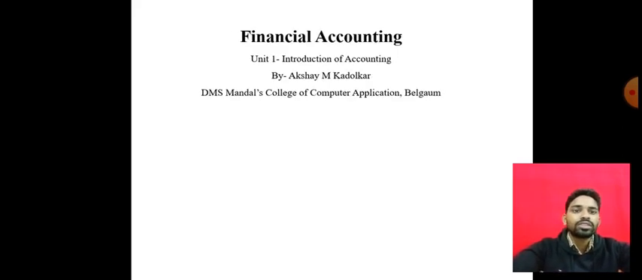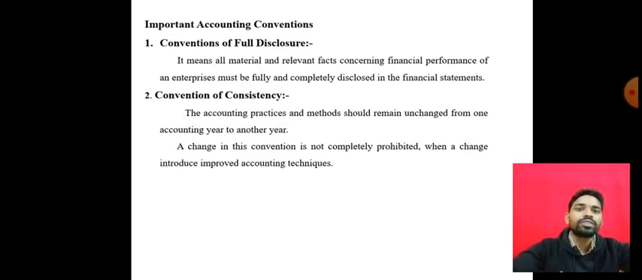In this session we will see the important accounting conventions. The basic concepts are different, and the important accounting conventions are different. The first convention is the convention of full disclosure. It means all material and relevant facts concerning the financial performance of an enterprise must be fully and completely disclosed in the financial statements.